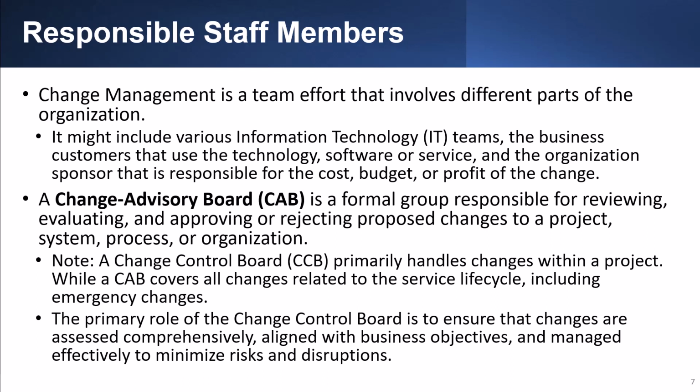Note, a Change Control Board, or CCB, primarily handles changes within a project, while a CAB covers all the changes related to the service lifecycle, including emergency changes. The primary role of the Change Control Board is to ensure that changes are assessed comprehensively, aligned with business objectives, and managed effectively to minimize risks and disruptions.